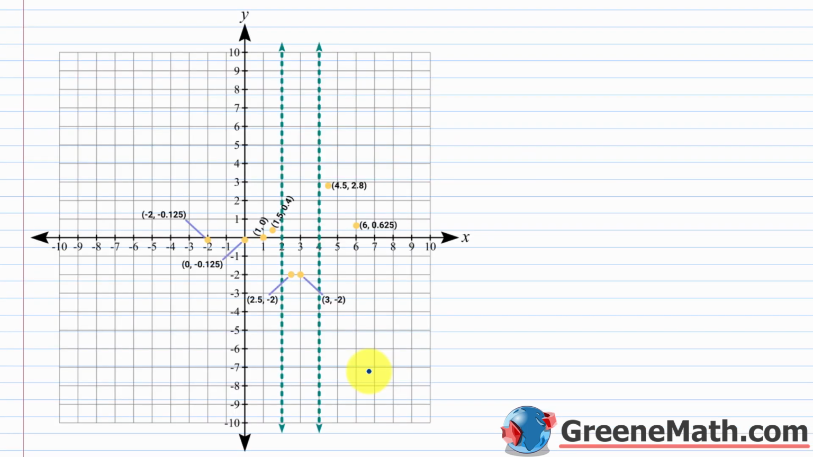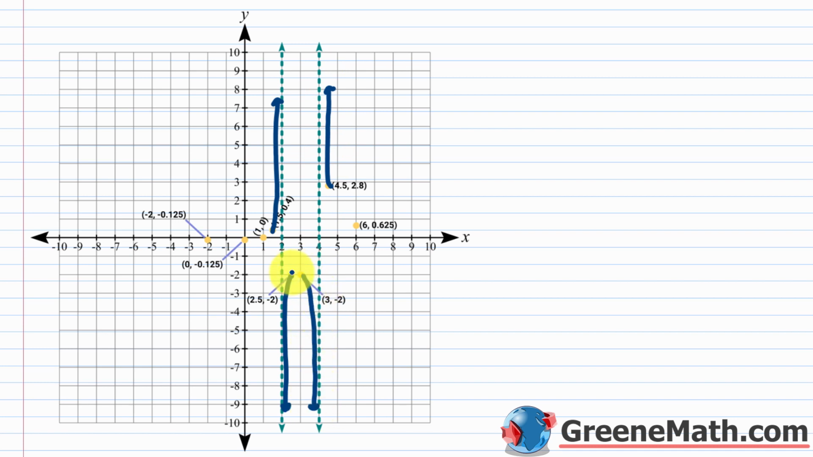Now, putting things together, we know that this x = 2, and this x = 4, those came from zeros that had a multiplicity of 1. So that's an odd multiplicity. So what does that tell me? When I look at this one going up, that means this one is going to be going down. And when I look at this one going up, that means this one right here is going to be going down.